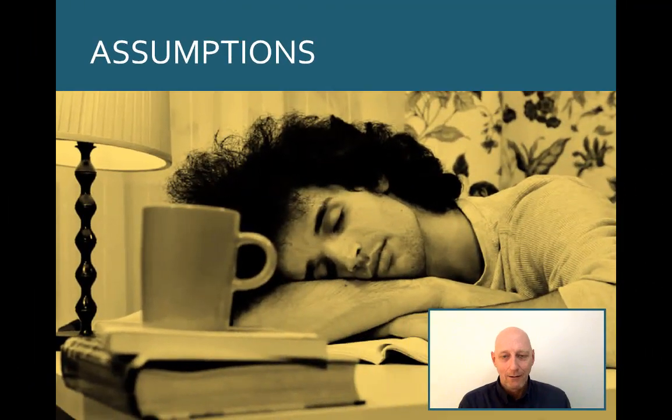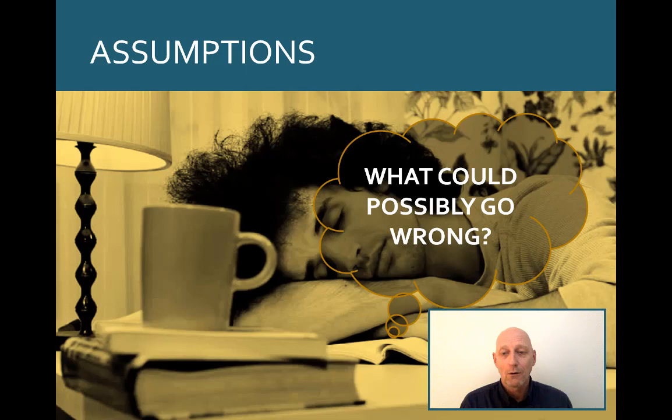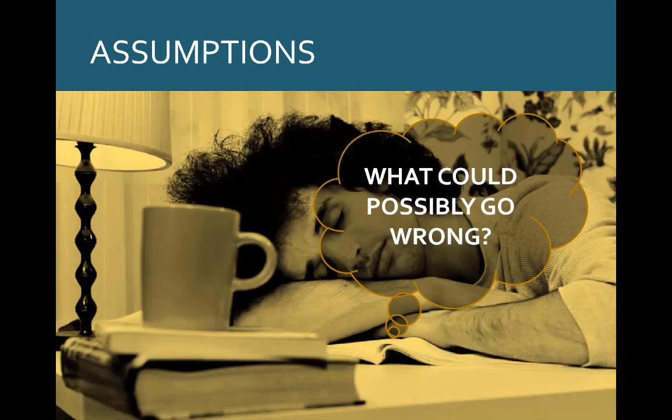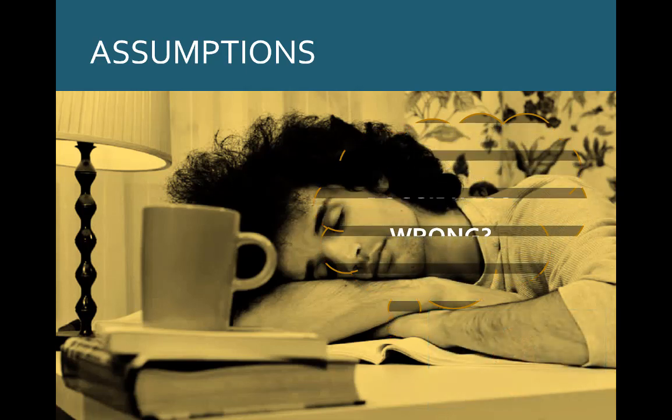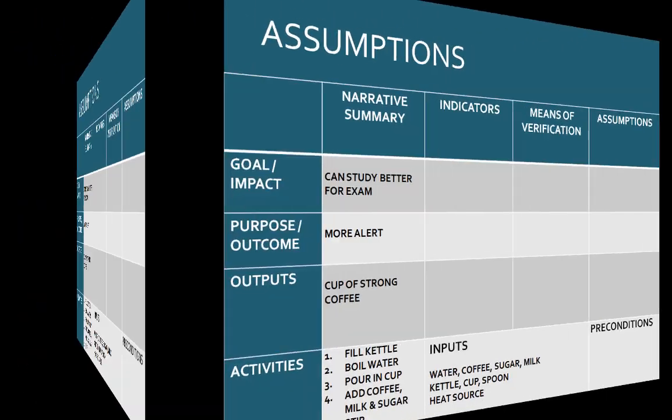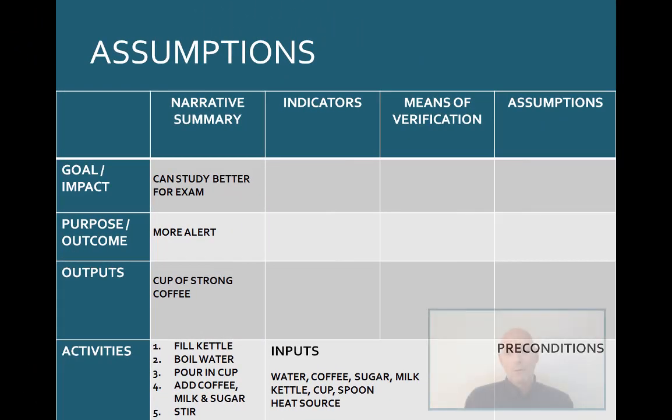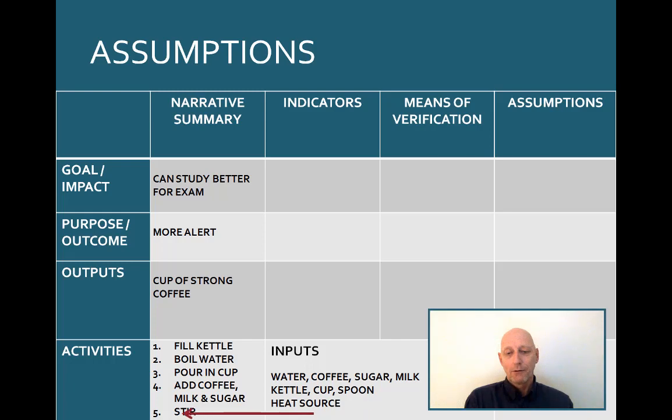Lazy Luke again. I seem to remember we were going to make him a cup of coffee so he could pass his exams. Great plan. What could possibly go wrong with that plan? Let's look at what we've got, shall we? We have our inputs, the water, the coffee, the sugar, the milk, the kettle, the cup, and the spoon, and the heat source. And we can fill the kettle, boil the water, pour it into the cup, add coffee, milk, sugar, and we're going to make a cup of coffee.